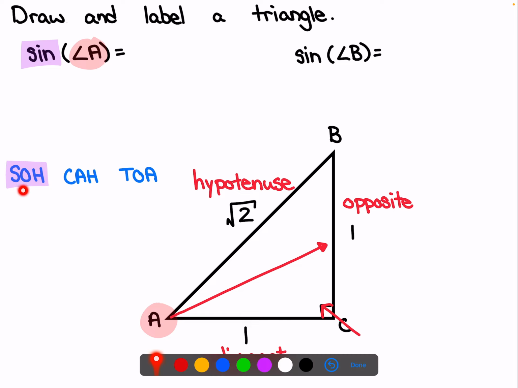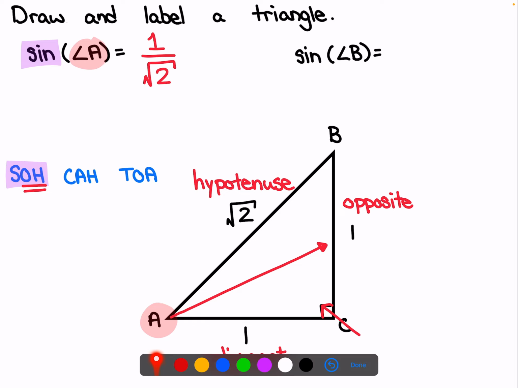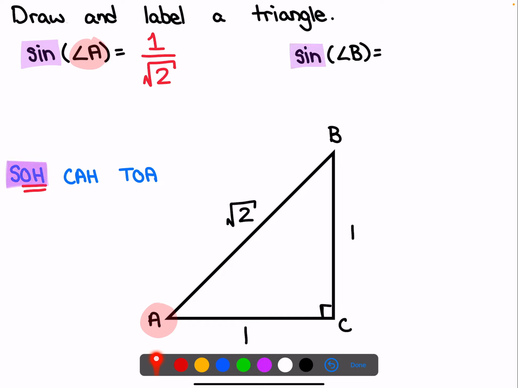Now if we look at sine, that's dealing with opposite over hypotenuse. So our opposite is 1, our hypotenuse is radical 2, so sine of angle A is equal to 1 over radical 2. Next, let's try angle B out. So again, we're dealing with the function sine, so we can go ahead and write that right away. We're dealing with sine, and then we're looking at angle B this time.